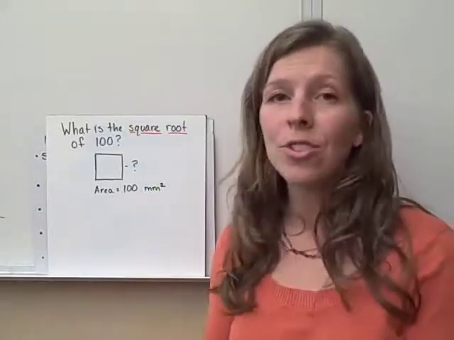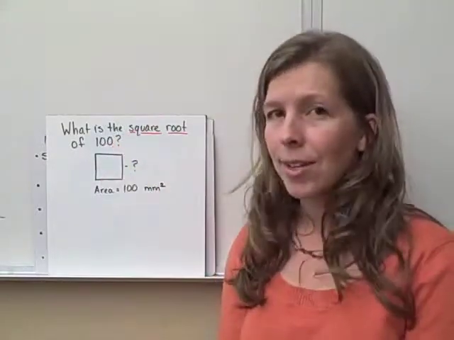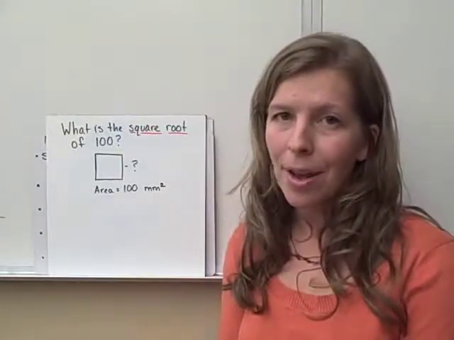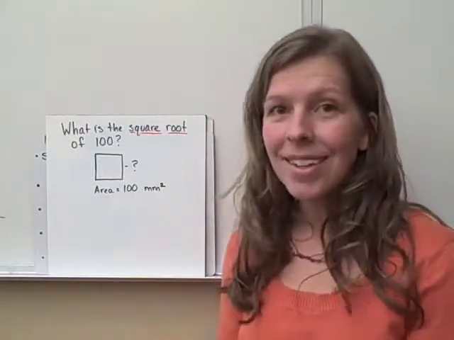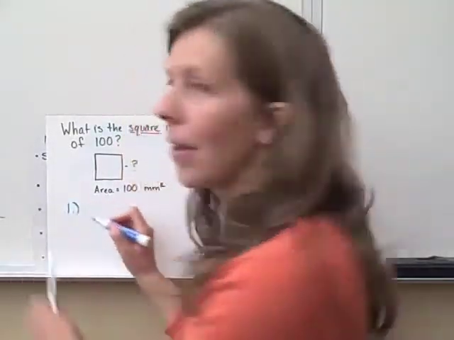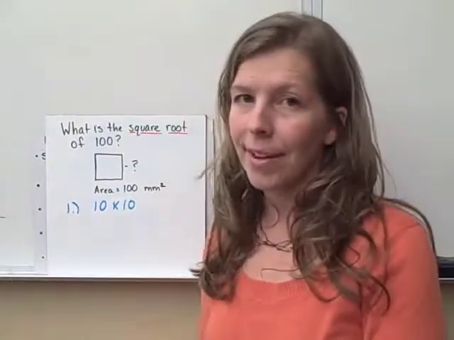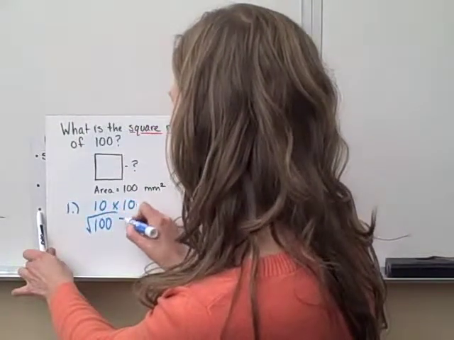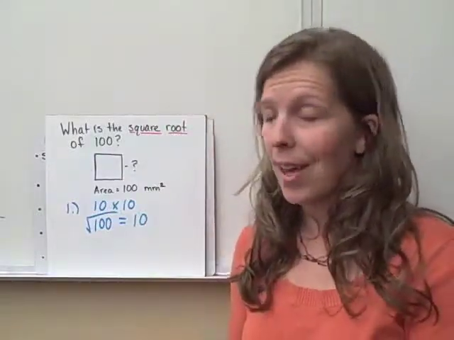Yes, you could use just your multiplication facts. I know you know that. So we're going to use 100 as our example. And if I were to ask you, what's the square root of 100? You probably already know, right? Remember that symbol? It's 10, right? Because 10 times 10 equals 100. So one method is knowing your multiplication facts. The square root of 100, and remember how we write that, equals 10. And we know that because 10 times 10 equals 100.